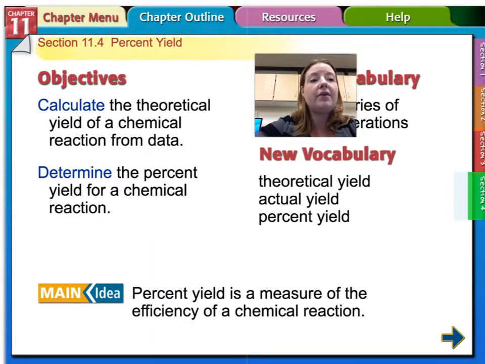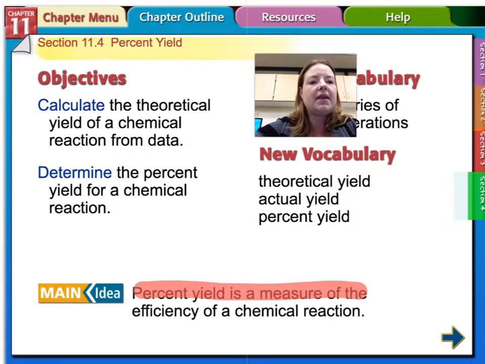All right, so now that we've learned how to do these problems, we're actually going to figure out how we calculate how much we get when we do the actual chemical reaction and compare it to the amount that we really do get. This is called percent yield. Basically, what we're doing in percent yield is, the main idea is to measure the efficiency of the chemical reaction.